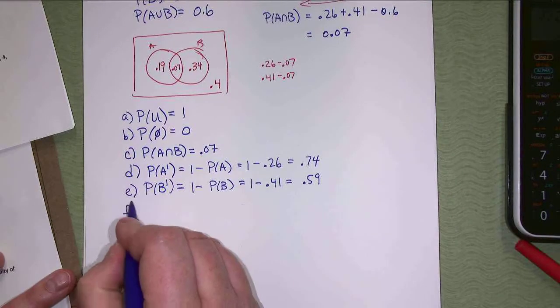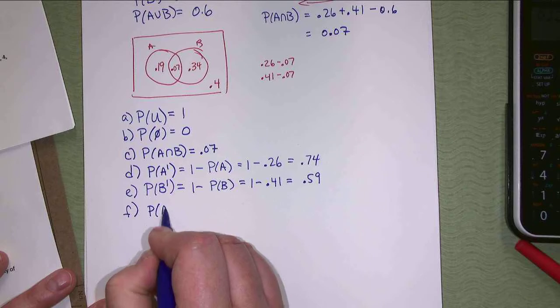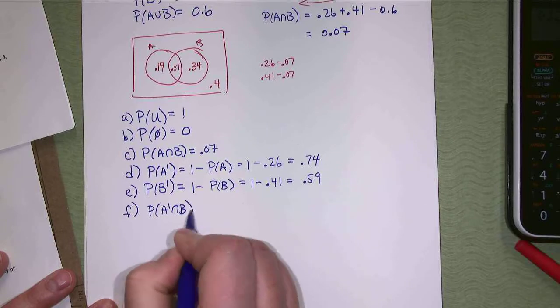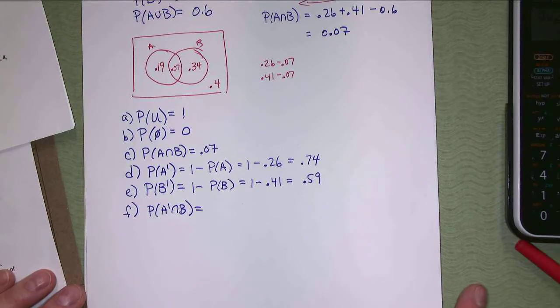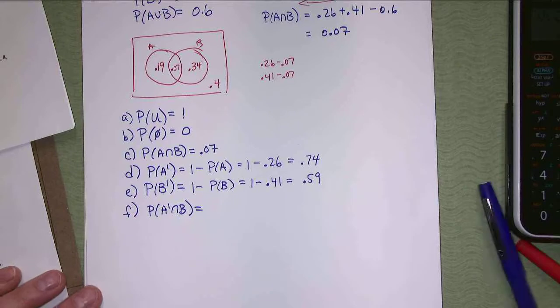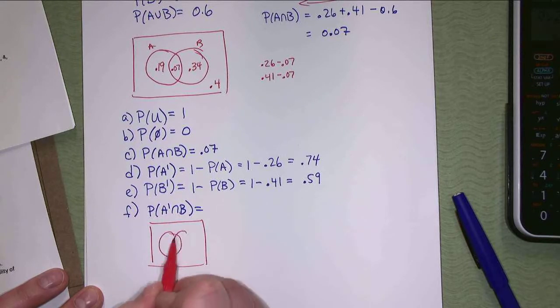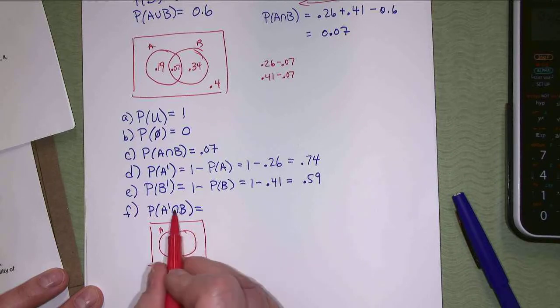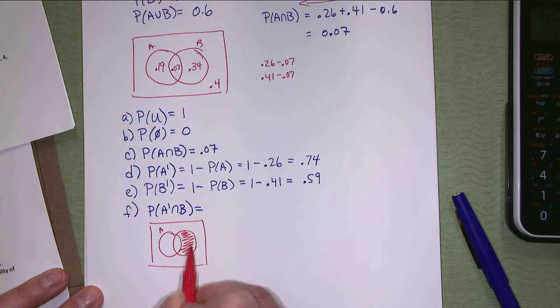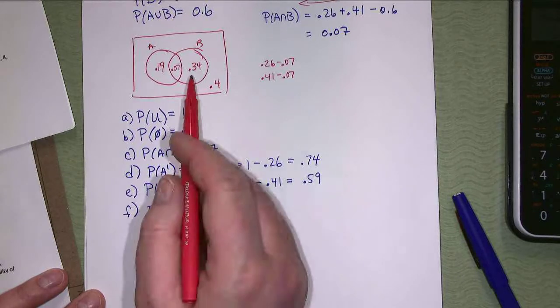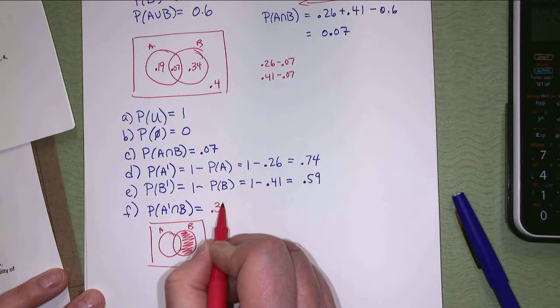F, probability of A prime intersection B. This is where the Venn diagram would be useful. So this is saying what not, and if you weren't sure what this was saying, you could draw it. A prime intersection B is the stuff not in A, but is in B. Not in A, but is in B, is this section. So when you look up here, you see that it's 0.34.